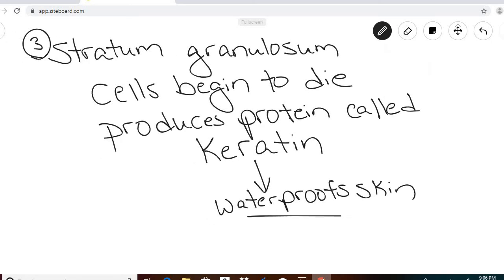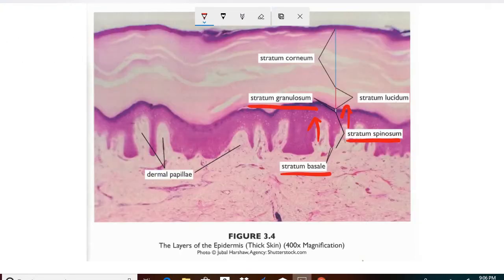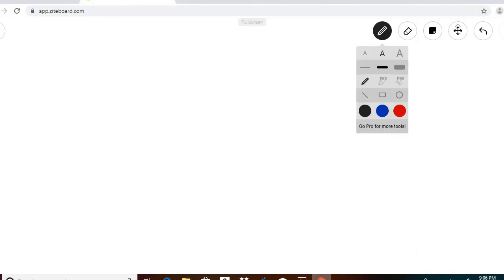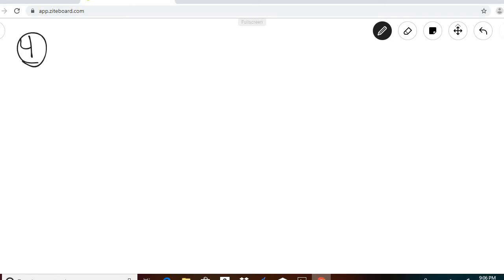Okay, then the next layer is called the stratum lucidum. By the time the cells get into the stratum lucidum, they are mostly dead. So they start to die in the stratum granulosum, and then by the time they get to the stratum lucidum, they are mostly dead.